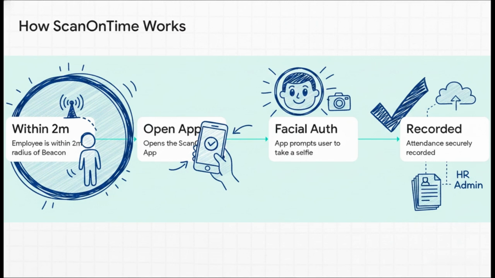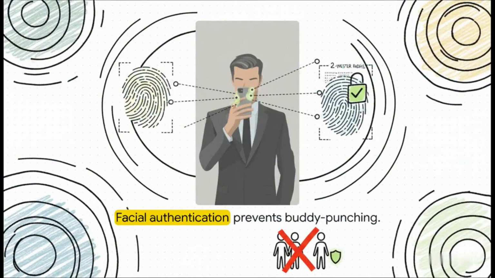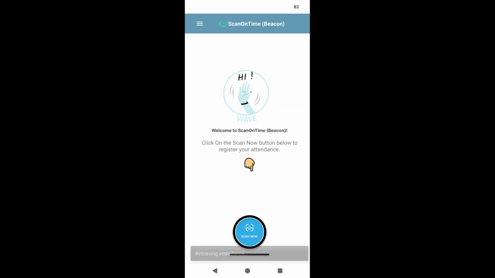But behind that single tap is a really rigorous 4-step verification process. First, the employee's smartphone must physically be within a strict 2-meter radius of that Bluetooth beacon. This is absolutely crucial. It guarantees the employee is actually physically on-site and not just clocking in as they pull into the parking lot. Second, they open the app. Third, they undergo facial authentication. Finally, the attendance is securely recorded and synced instantly back to the HRMS.